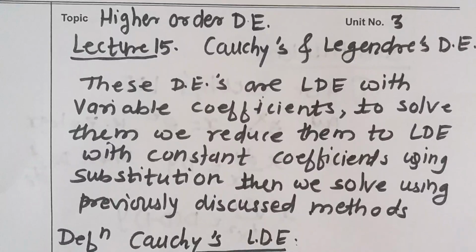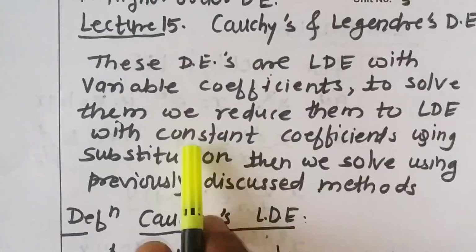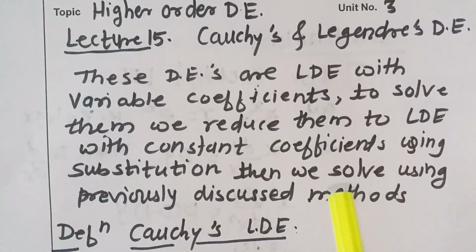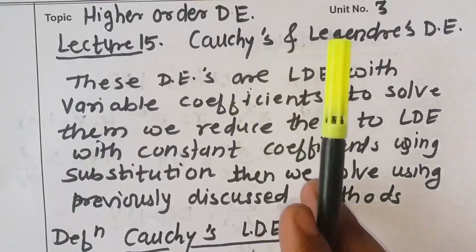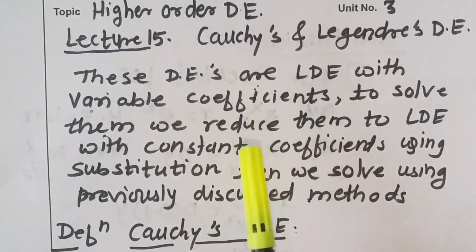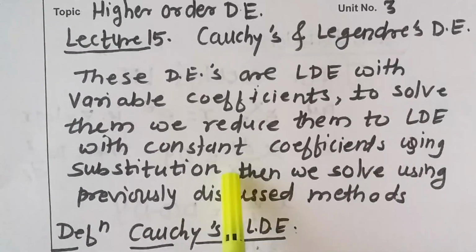So far we have studied linear differential equations with constant coefficients, because we have studied only LDs with constant coefficients. So whenever we have Cauchy's or Legendre's differential equation in front of us, their coefficients will be variable. To solve them, we need to reduce them to LD with constant coefficients using substitution.